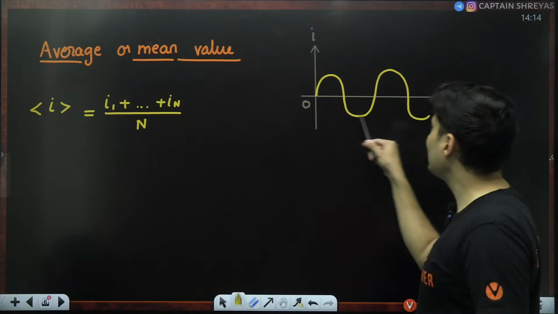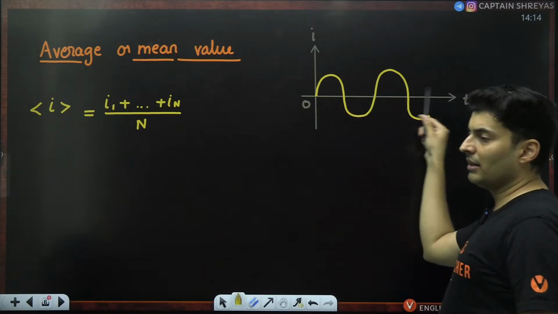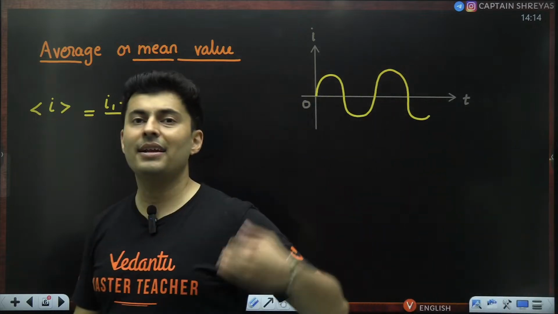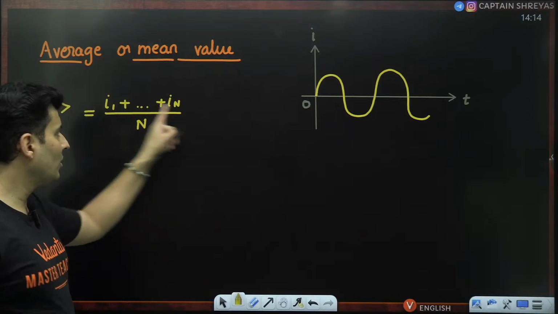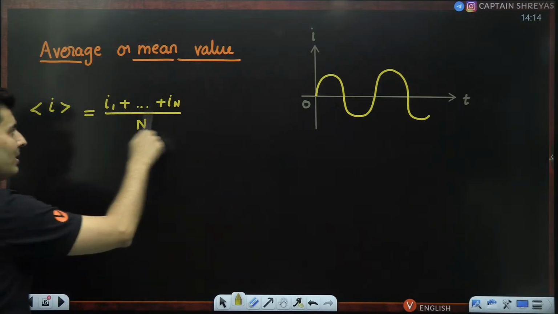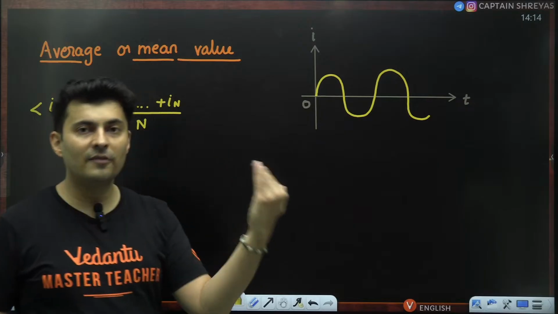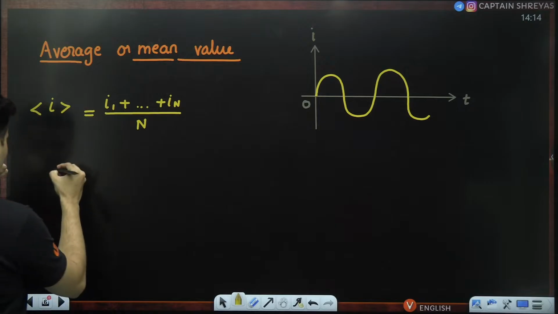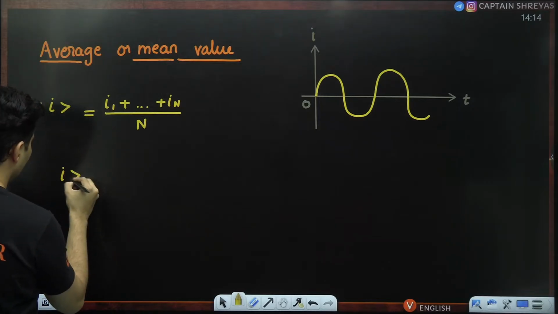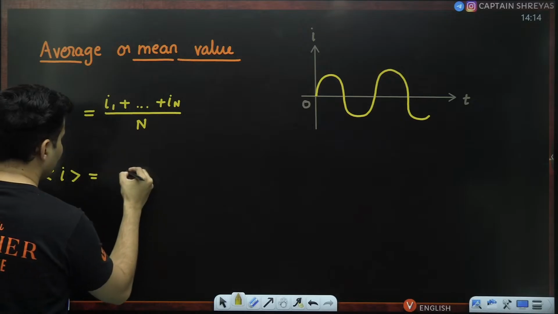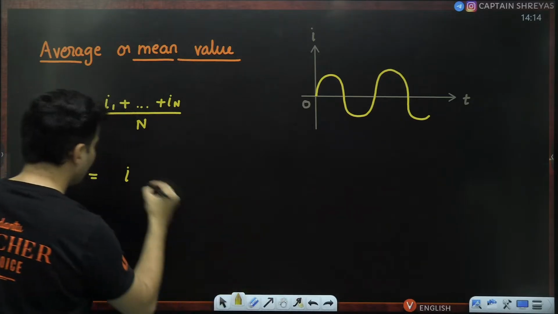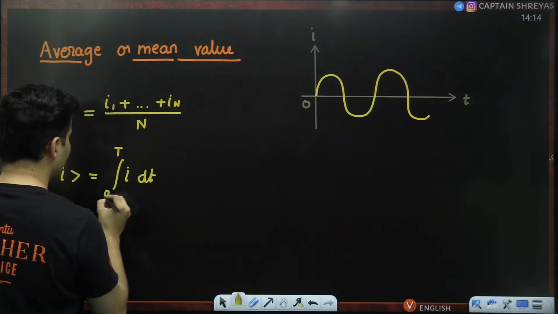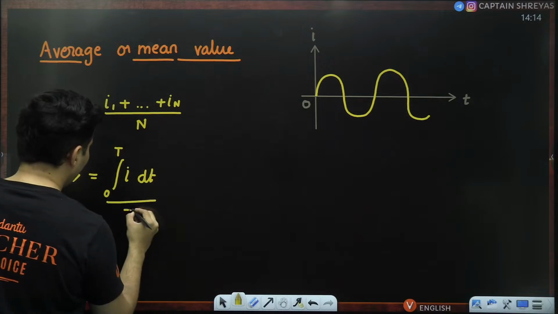But here, the number of terms are not countable in such a continuous graph. The number of points that you have are infinite in number. So you cannot put plus over there. That will be replaced by a summation of infinity terms, which is then called integration, which you all are aware of. So usually the formula that you will be using is nothing but integration of the current with respect to the time with definite integral limits from 0 to the time period, upon the time period.